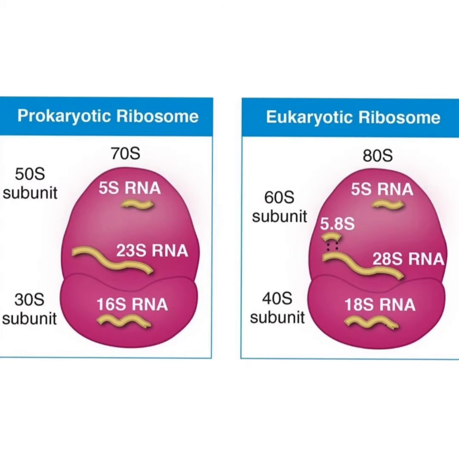Here you can see the prokaryotic ribosome on the left side, which is 70S, and the larger subunit is the 50S subunit and the smaller subunit is the 30S subunit. The larger subunit consists of the 5S RNA and 23S RNA, and the smaller subunit in prokaryotes consists of the 16S RNA. On the right side, you can see the eukaryotic ribosome, which is about 80S. The larger subunit is about 60S and the smaller subunit is about 40S. The 60S subunit consists of the 5S RNA, 5.8S RNA, and 28S RNA. The smaller subunit consists of the 18S RNA.